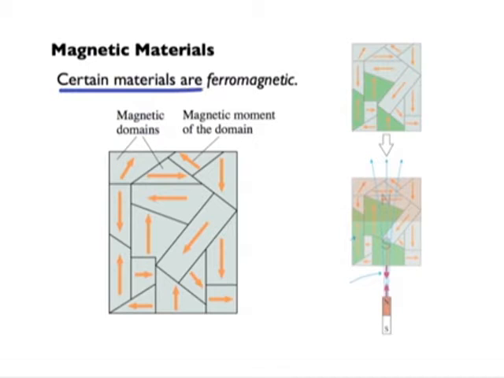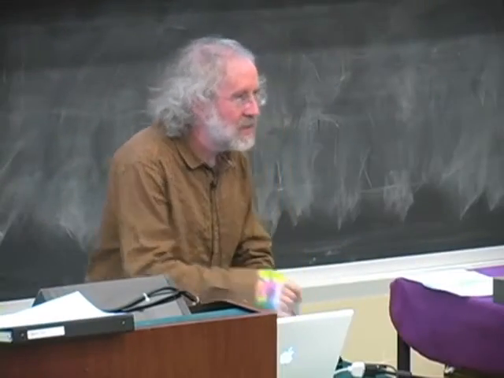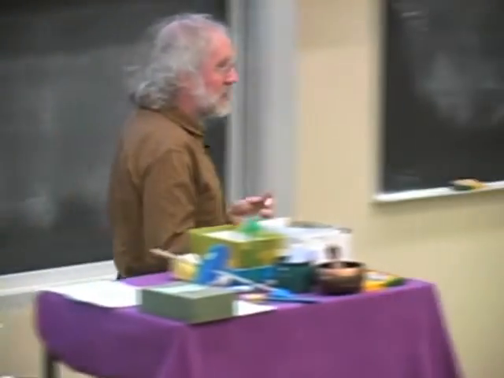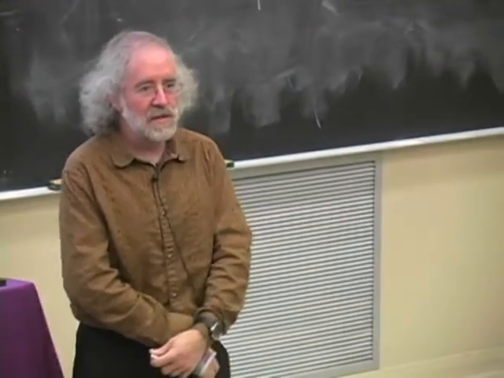Materials are what we call ferromagnetic. And two examples, the two most important examples, are iron and nickel. Okay, they're ferromagnetic materials. And it turns out it's the electrons that are crucial. Electrons have very strong magnetic moments associated with them.